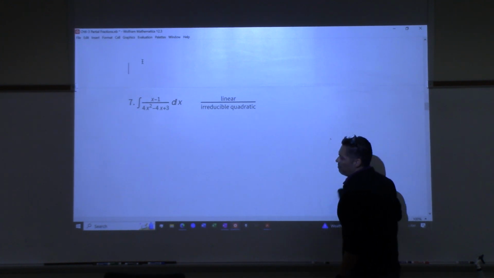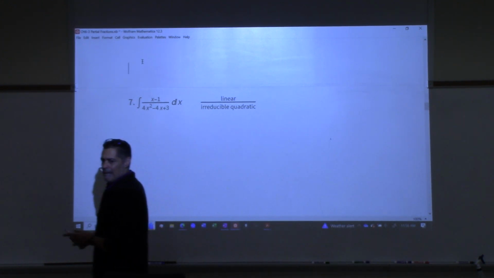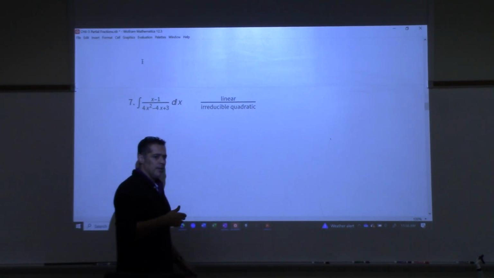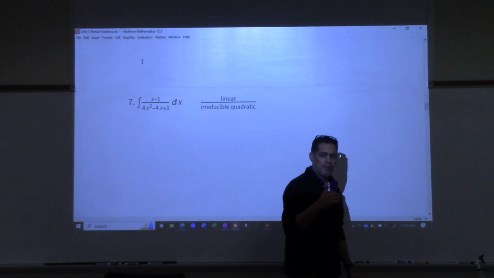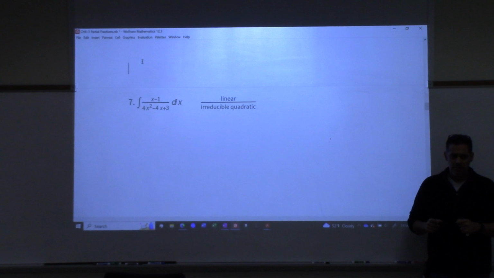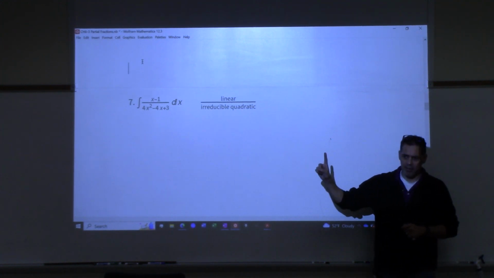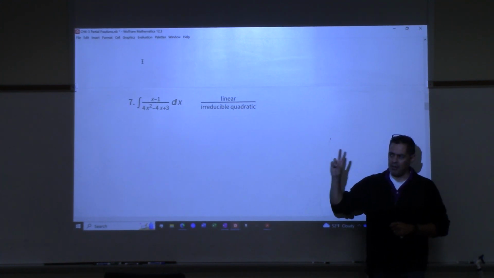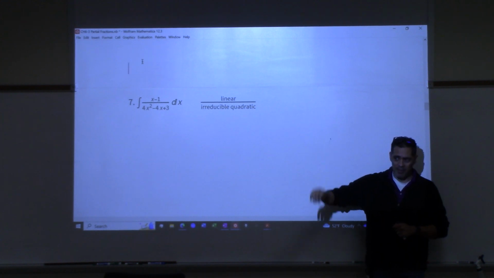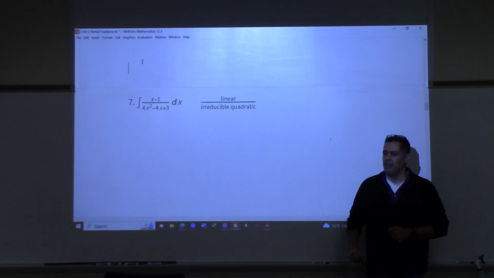We have not had this yet, right? Everything up to this point has been constant over something. Constant over linear, constant over a repeated linear, constant over a quadratic that was missing the x term, and constant over a quadratic that was irreducible. That's the four different things we've seen. We've not seen this yet.